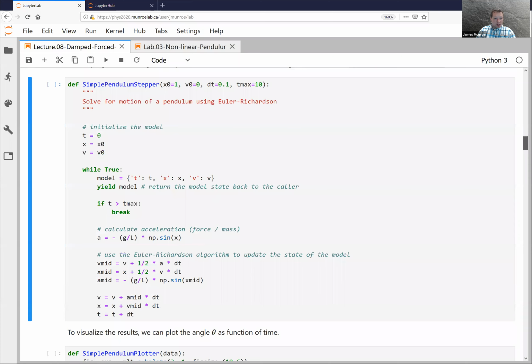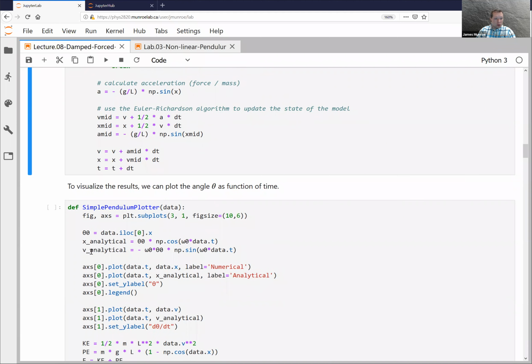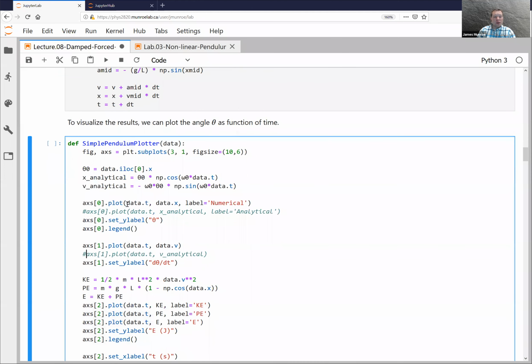We need a way of plotting the results. So the simplest thing to do is to plot the vertical and horizontal components. Just for the purposes of pedagogy, I'm just going to comment out those two lines about the analytical solution. What I'm going to do is make a plot. It's going to have three parts. I'm going to plot the angular displacement. I'm going to plot the angular velocity. And then the third plot, I'm going to make a plot about the energy because I want to see whether or not my numerical solution is stable.